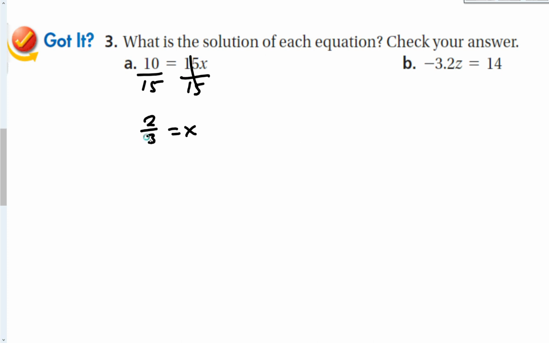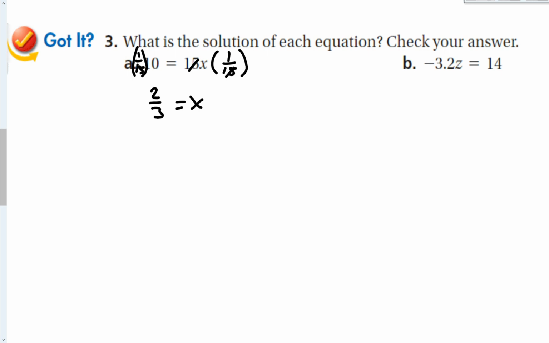However, another way to think about this is that division is the same thing as multiplying by a fraction. So we can also do that as well. I could take this whole equation and multiply it by 1 over 15. Those two will still cancel, and as long as I do the same thing to both sides, I still get that x is equal to 2/3.